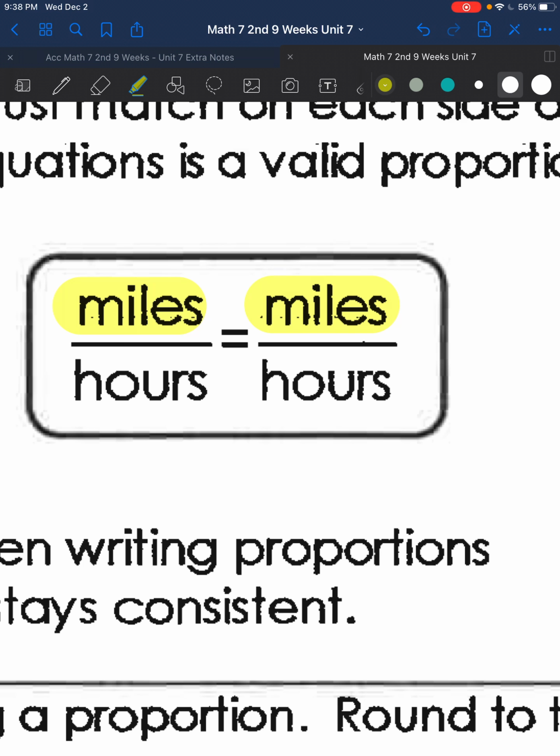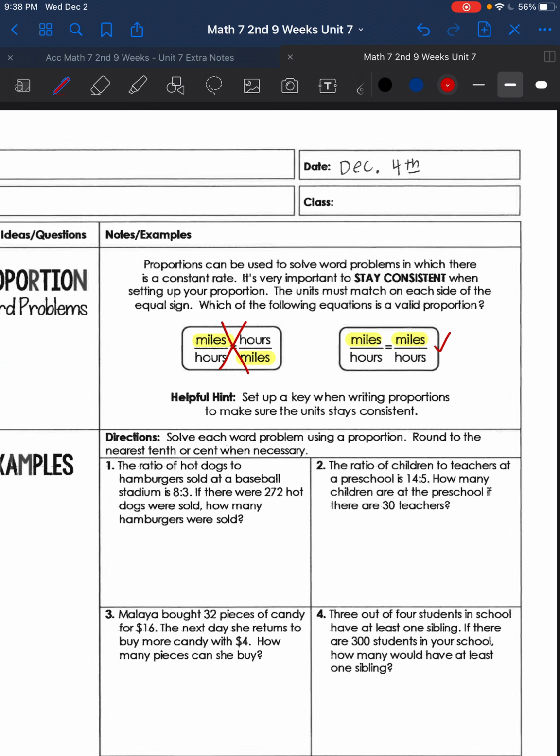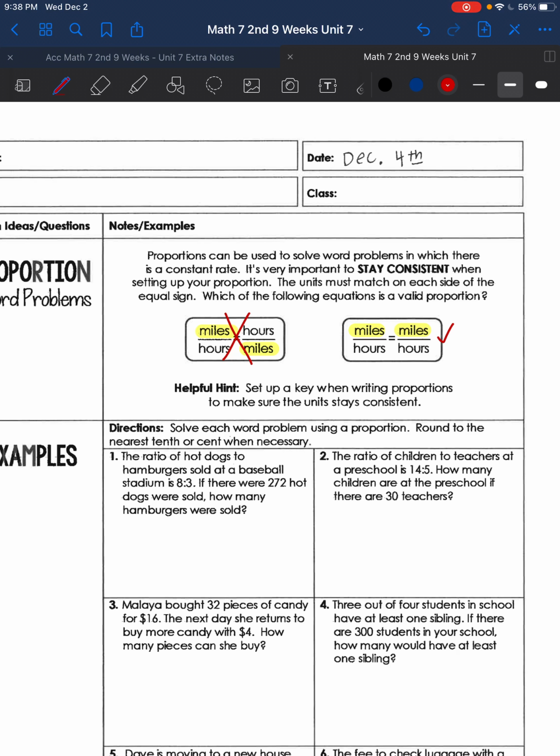So let's look at this example. Notice this time, miles is on top on one side and on the other side, and hours is on the bottom on both. This is a really great setup for a proportion word problem. That's how you're going to get to the correct answer.